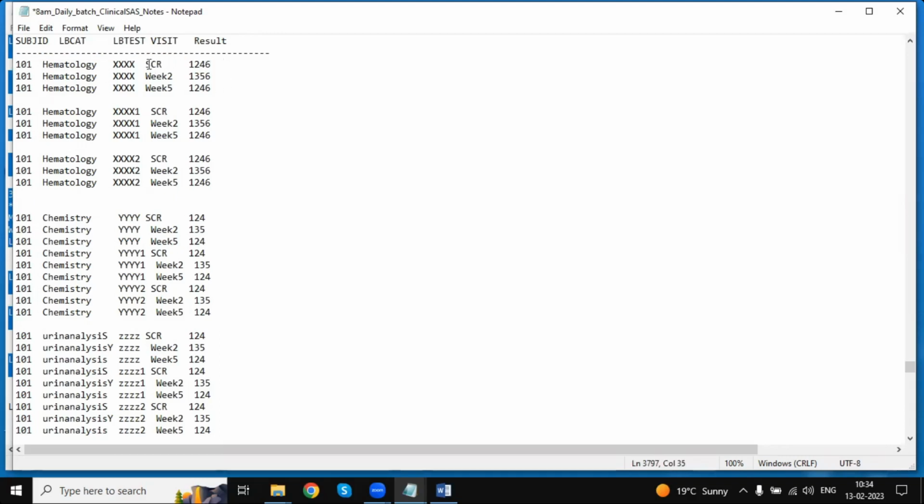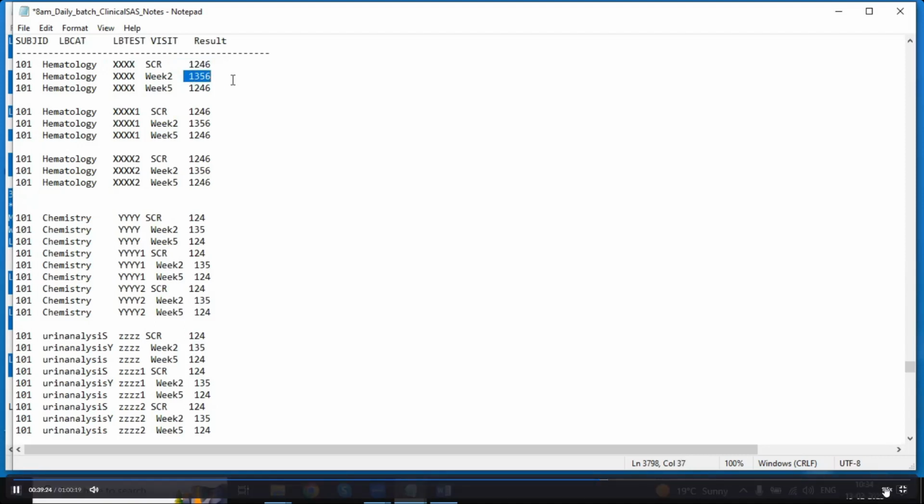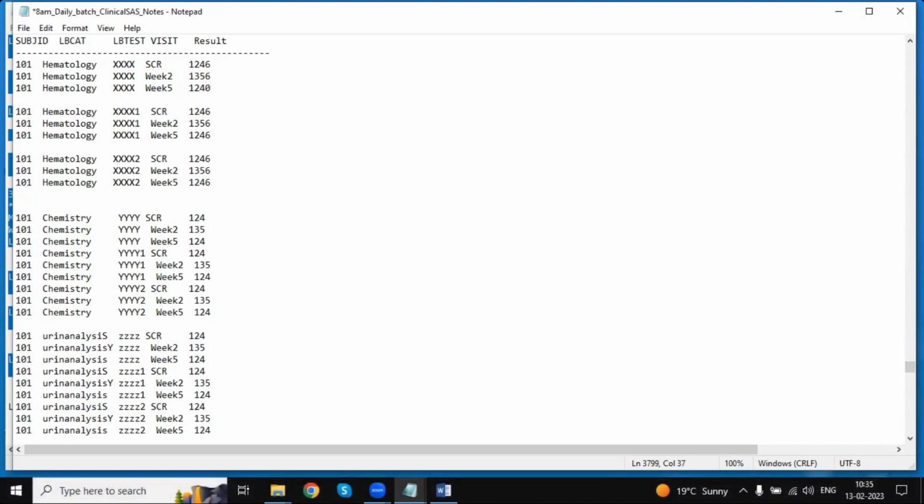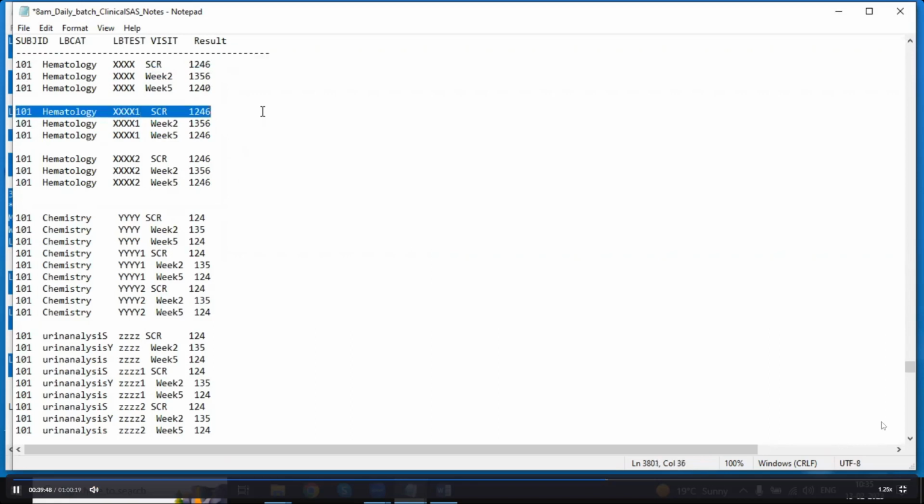See, in the starting, for the XX test, he got a result of 1246. Next time he got 1356. So from 1246 to 1356, there was an improvement. Then 1246 to 1240, a decrement happened. How can you know whether it's incrementing or decrementing? When you compare with the base value. So I'm going to take this one as the baseline value. Always the first test result is going to be your baseline value.